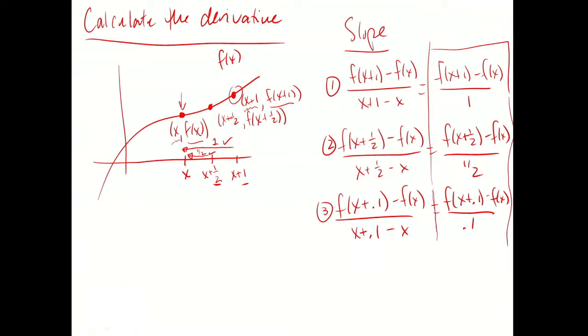And our belief, just by looking at the graph, was that these estimates here get better and better as I move closer and closer. Well, what does closer and closer mean? Hopefully you can kind of see it. Let me switch to a different color here.